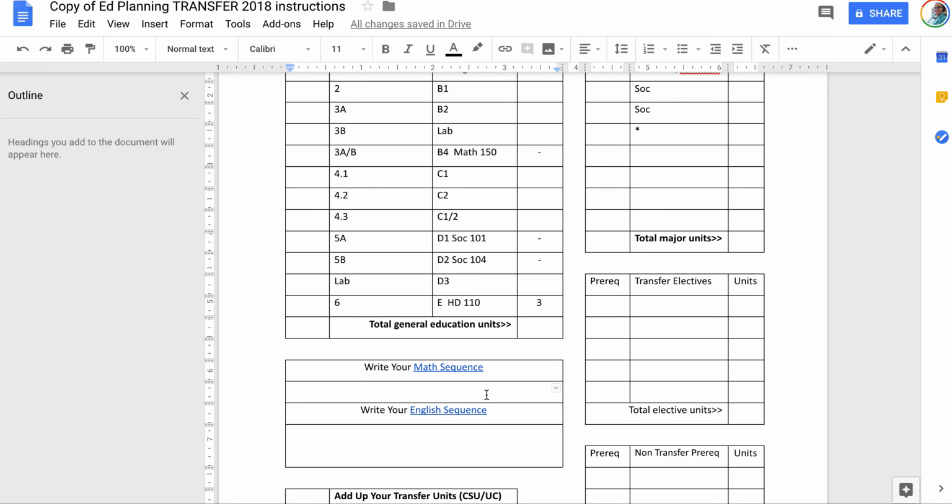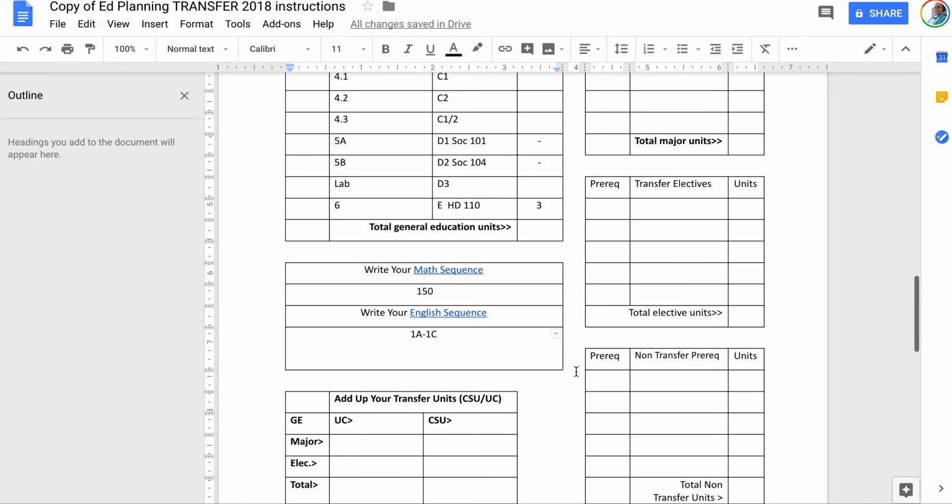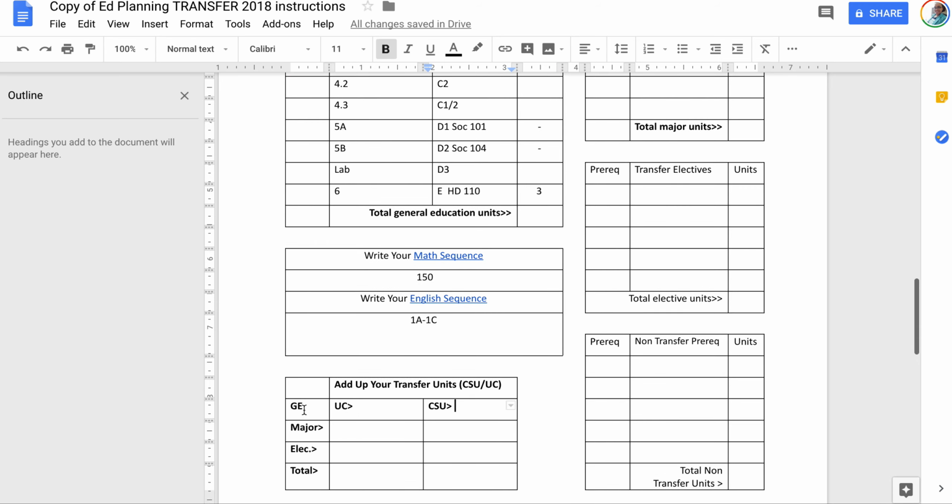So it looks like you are at the 150 level, and then the 1A, and then the 1C level for math and English, so that's fine there. And then what you do here is you put your GE total units, general education units, right here. Your major units go right here, and it totals out. If you don't reach 60, then you would need elective units to get to 60 transferable units.